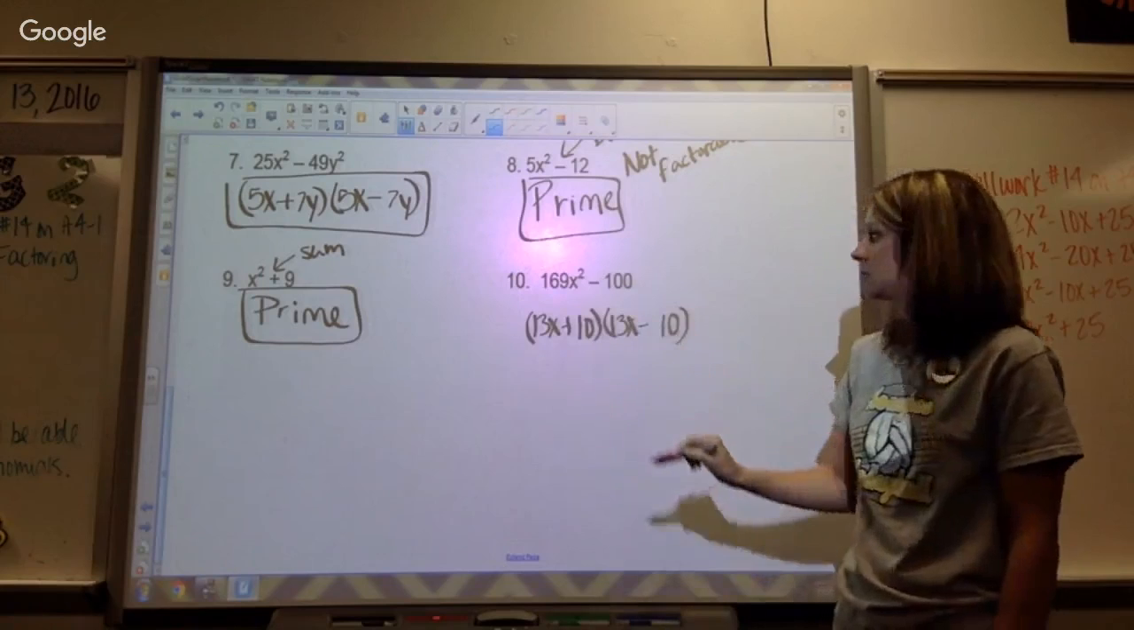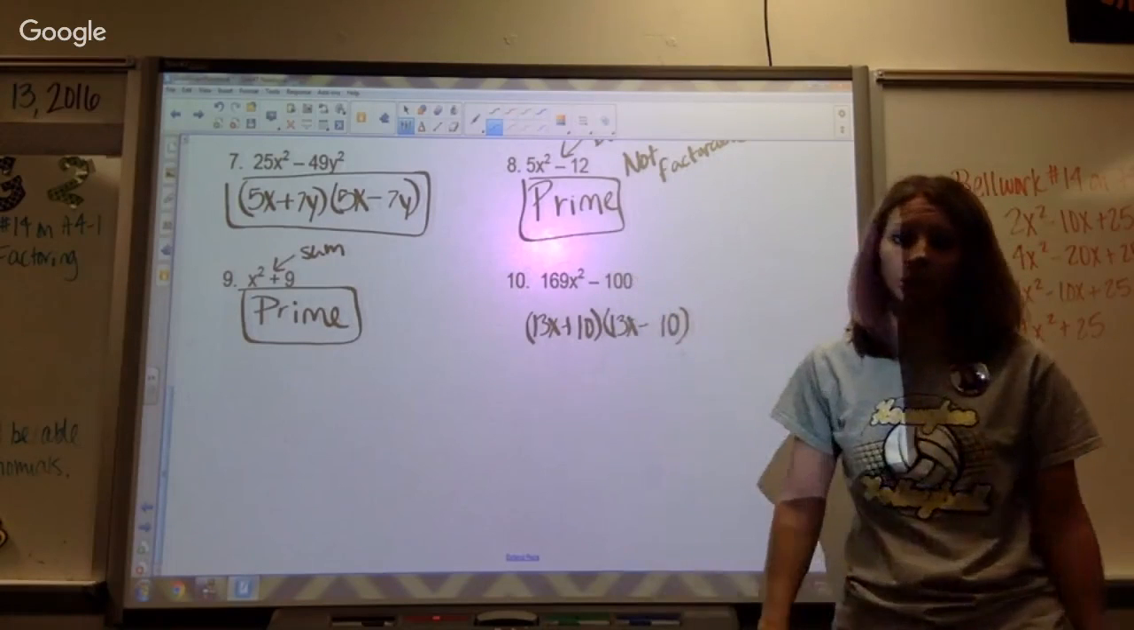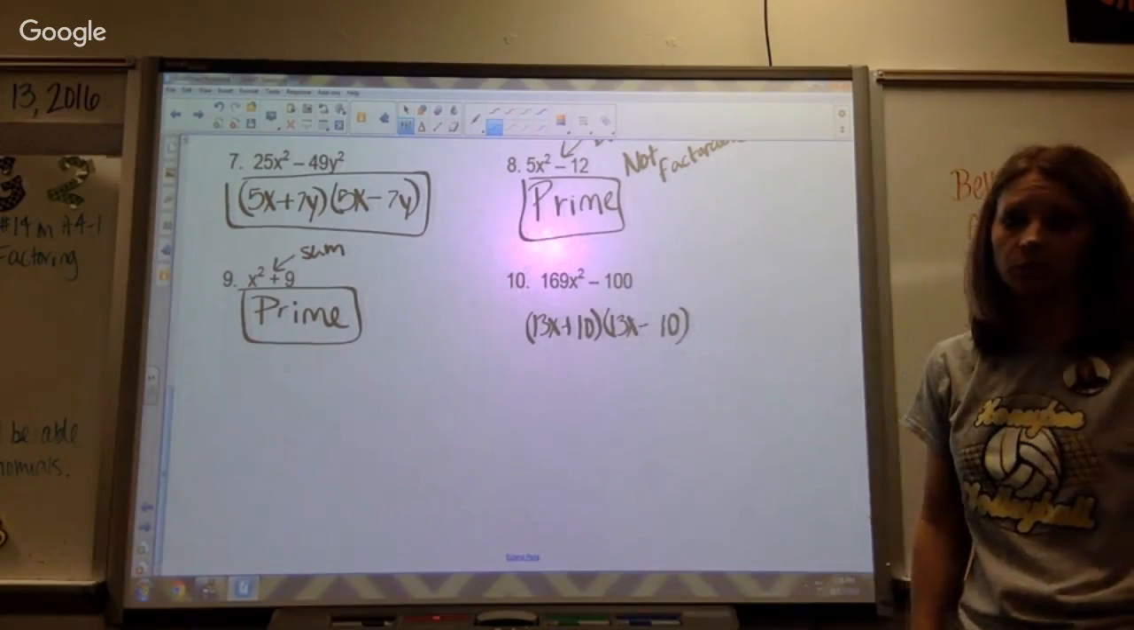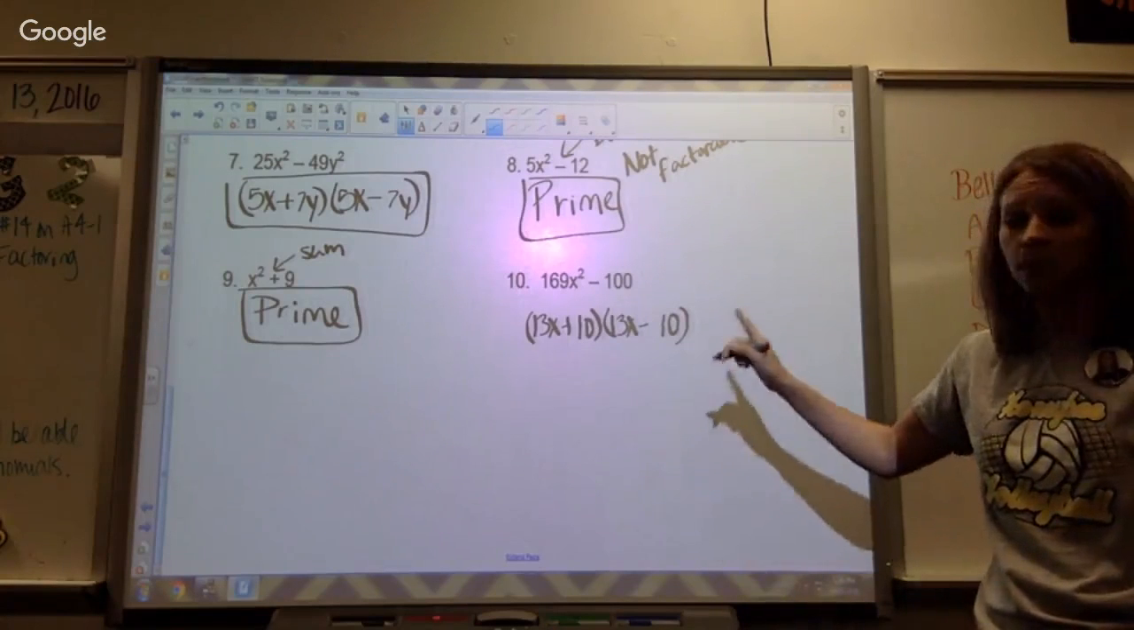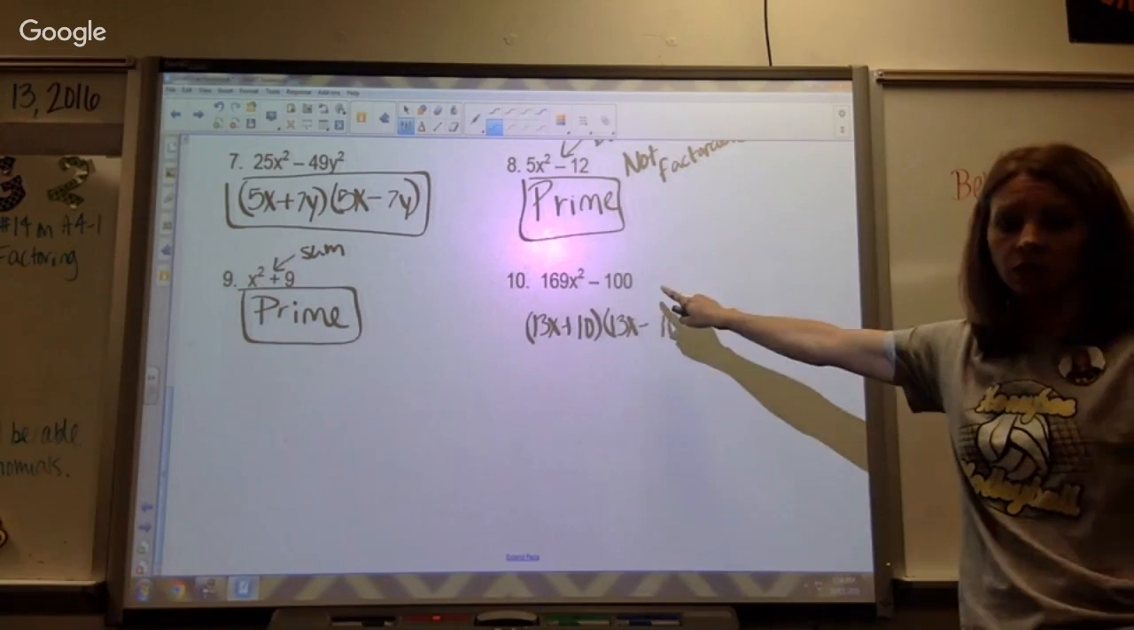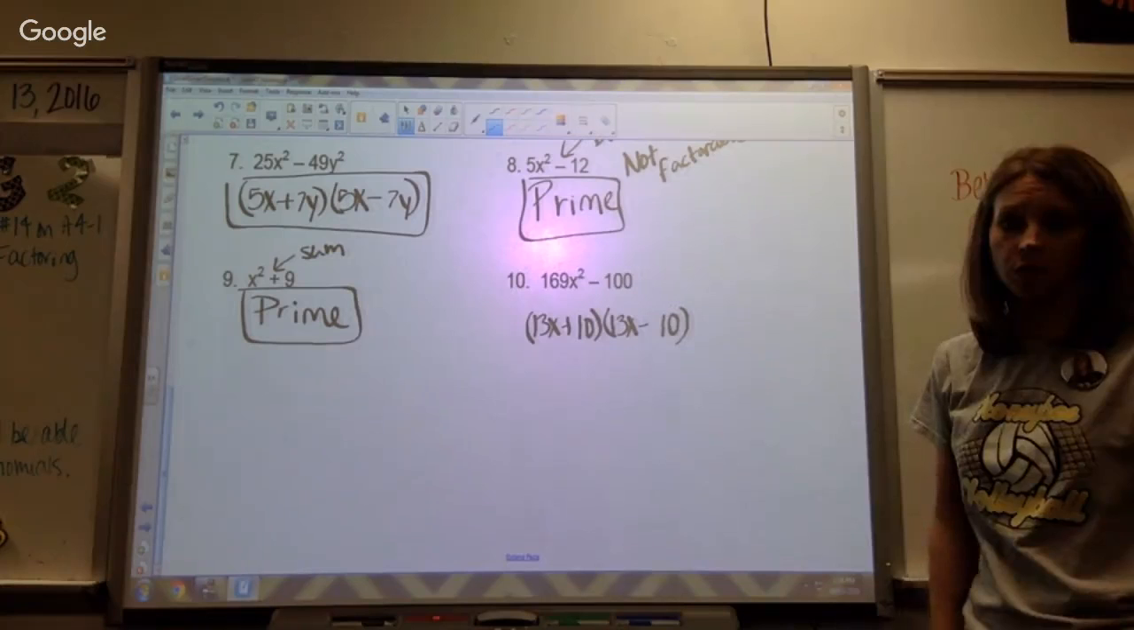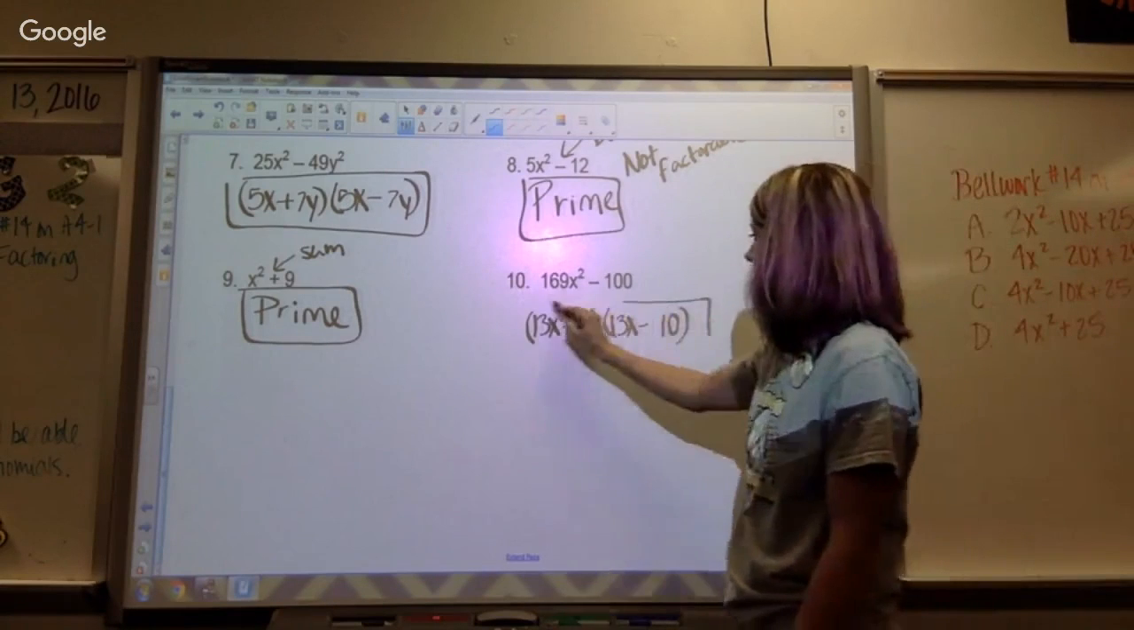Remember, we add one, subtract the other in order to get that negative 100 there when we were multiplying it together. So you should be able to use FOIL here, and it should give you back your original polynomial that you started with.